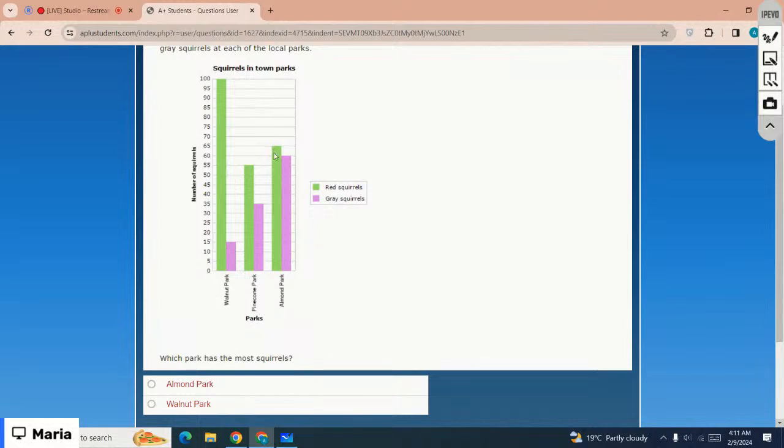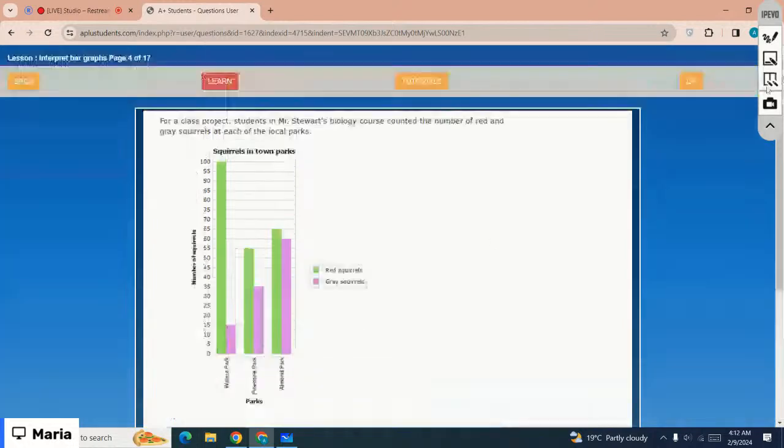Okay, then Almond Park has 65 red squirrels and 60 grey squirrels. So 65 and 60 is 125. So which park has more? Almond Park. How? You have to see the total, right? Yes, that is, Almond Park has more squirrels than Walnut Park, right?